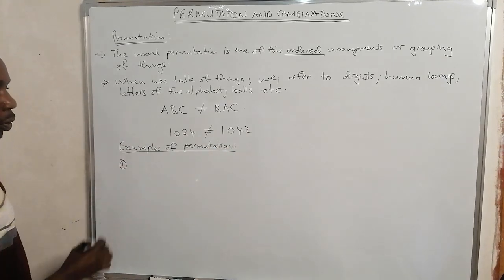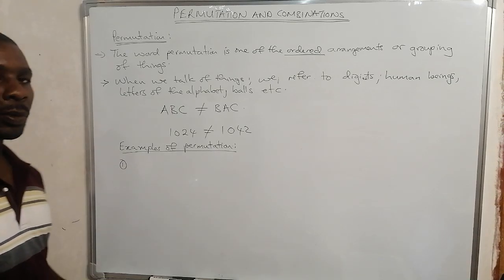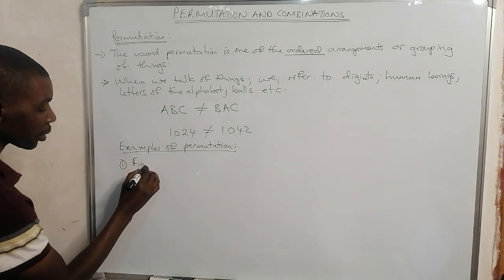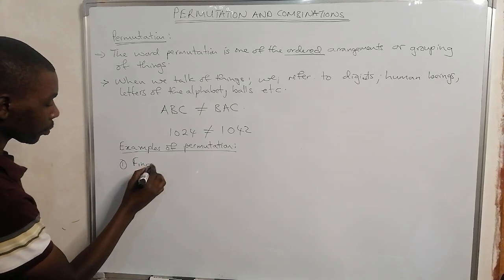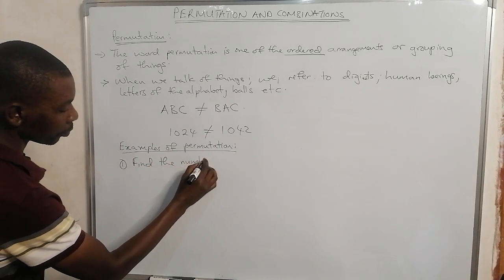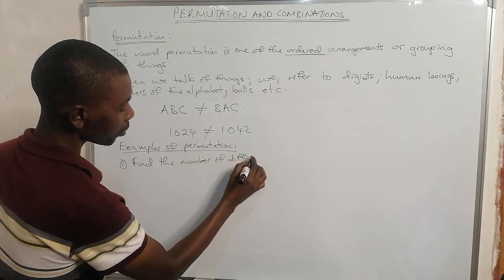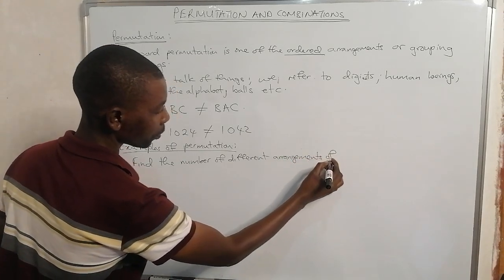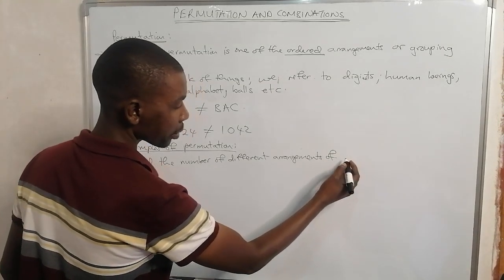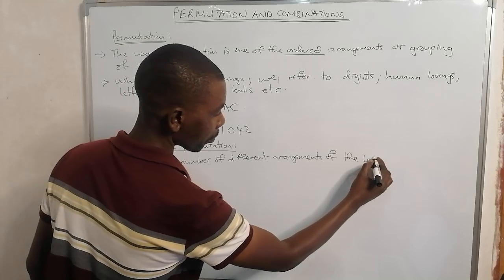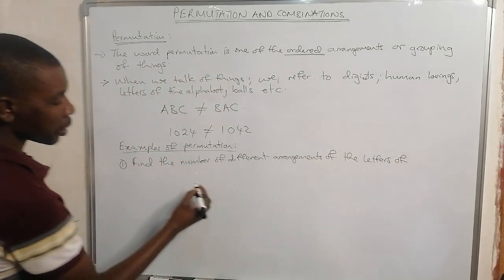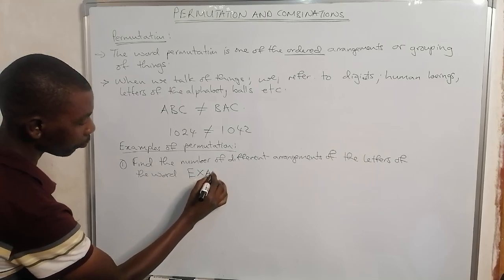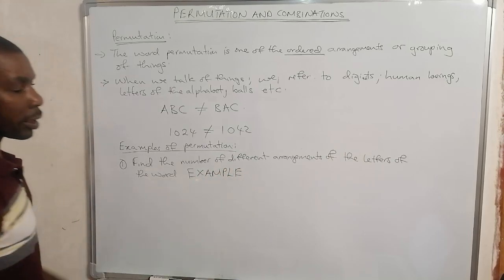The following are some examples of permutation. Example number 1: find the number of different arrangements of the letters of the word. This is an example of a permutation.